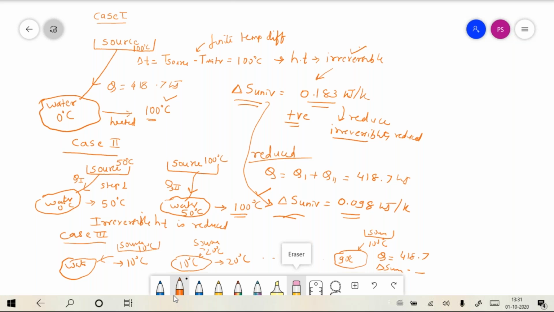In an idealized case, when there is a negligibly small temperature difference between the water and the source, every time you heat that water, you will find that the delta S of the universe is 0, and then you can say that the heat transfer phenomenon is reversible. I hope you have understood this concept well.